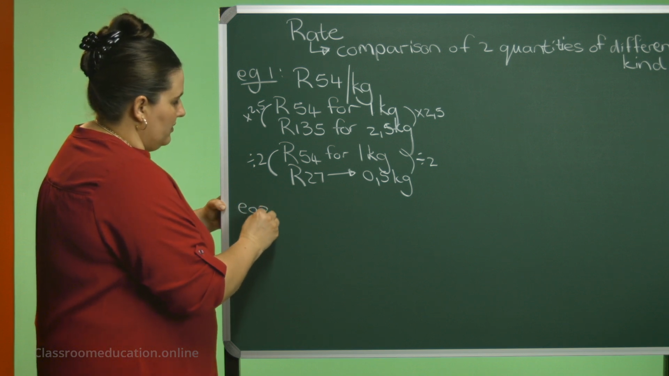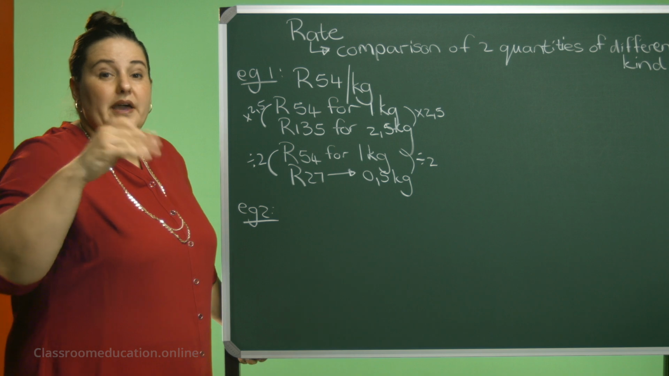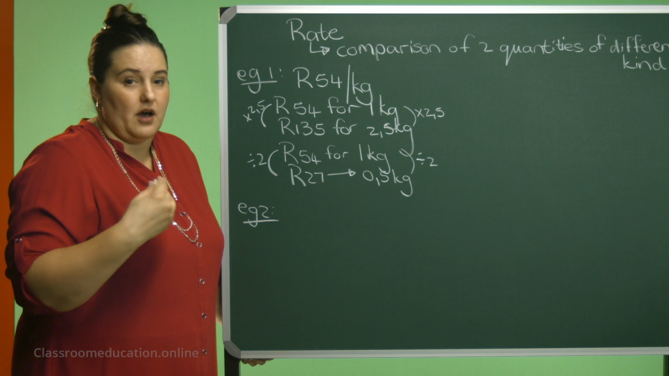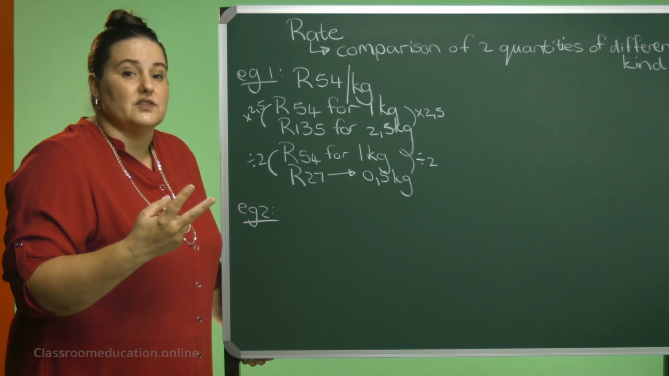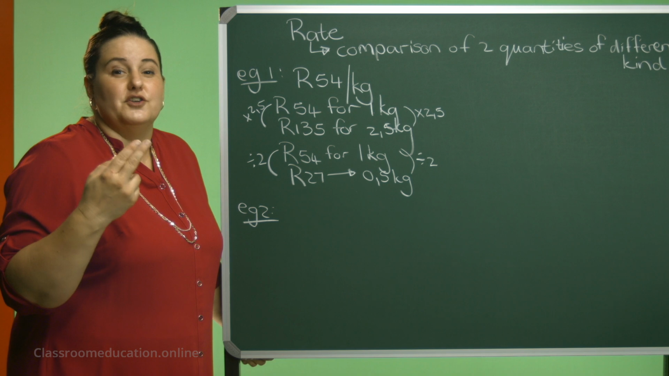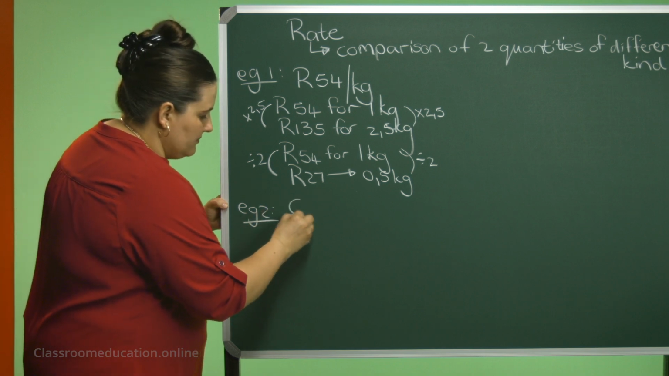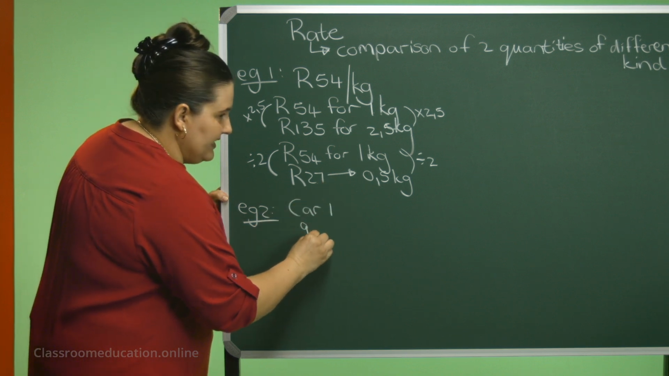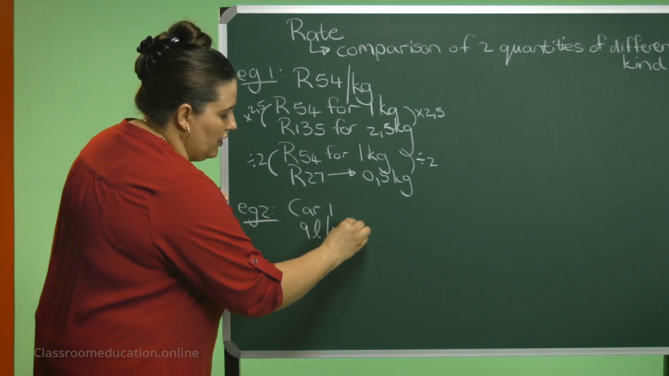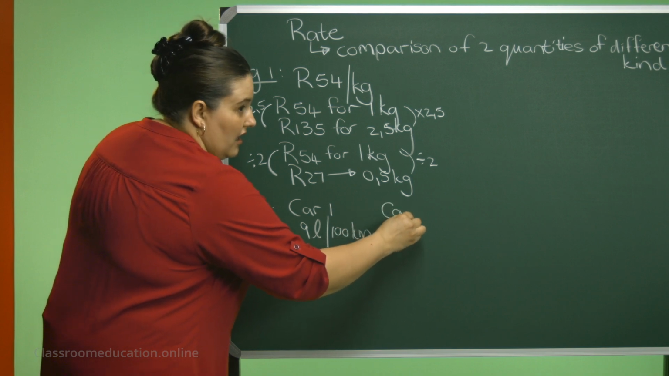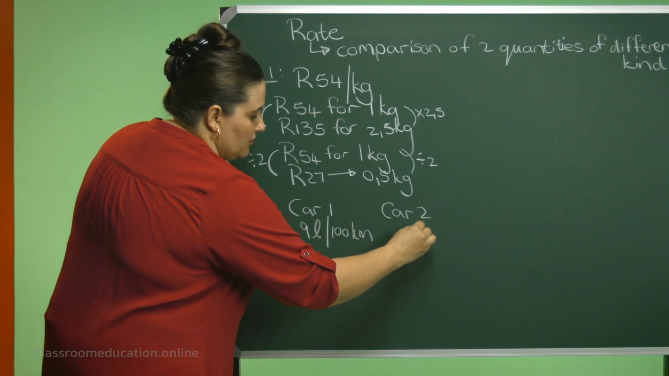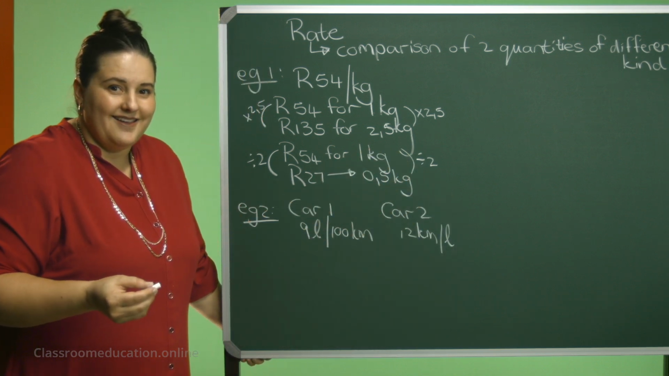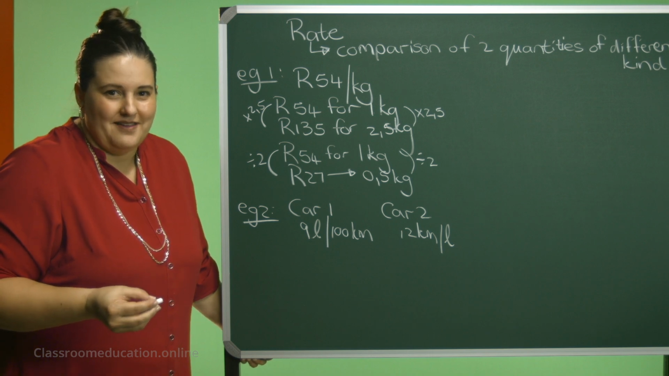Let's do another example. Let's say you want to buy a car and you are now doing some research on the fuel consumptions of the cars. You have now two choices and you would like to buy the most economic car. Car 1 has a fuel consumption of 9 liters per 100 kilometers, while car 2 has a fuel consumption of 12 kilometers per liter. How can I compare them?